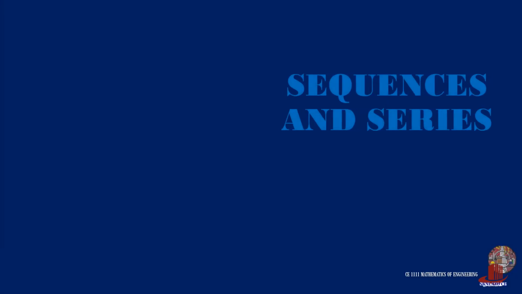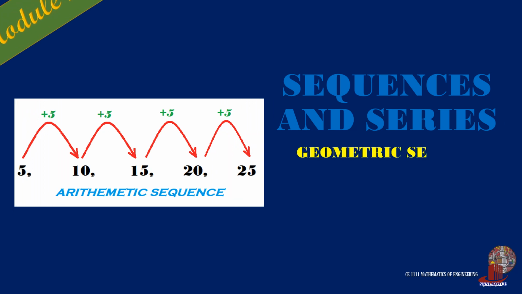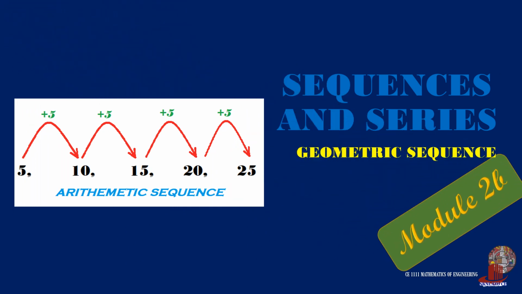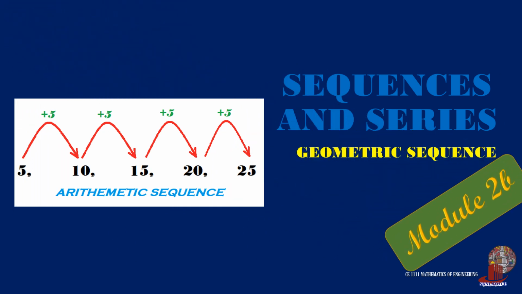Geometric sequence is another type of number pattern with a slightly different way of generating terms. Learn about it here in Mathematics of Engineering.